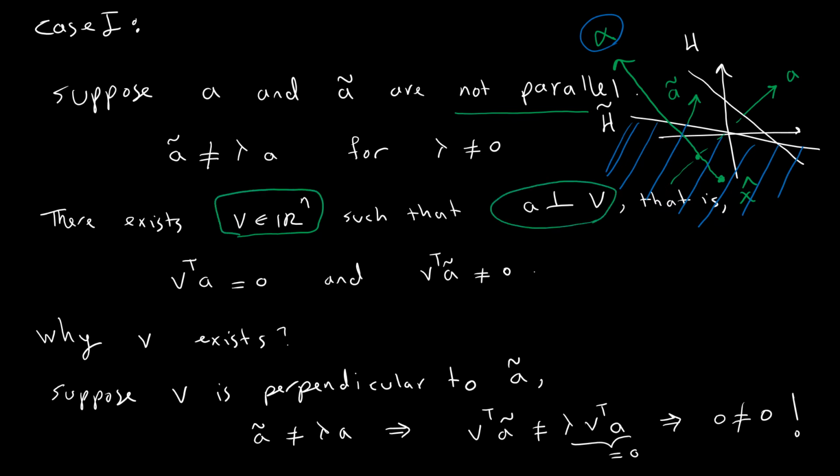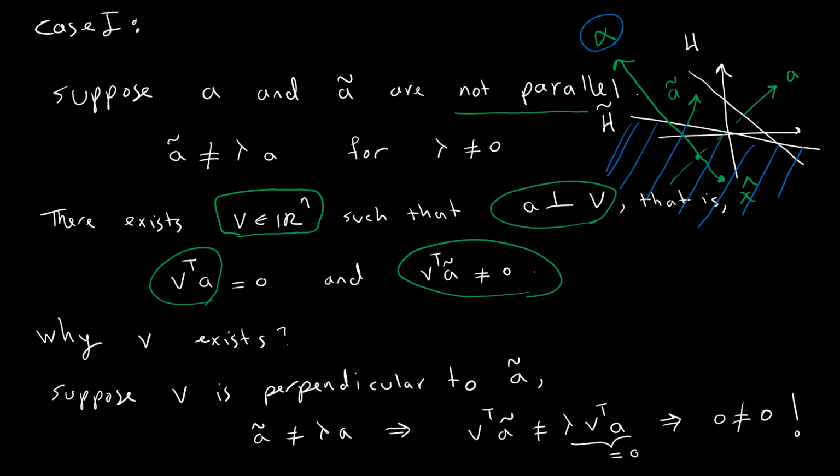that vector is perpendicular to A, and that means V transpose A equals 0, and that V has a property saying that V transpose is not perpendicular to A tilde. But why is this the case? We can prove that.